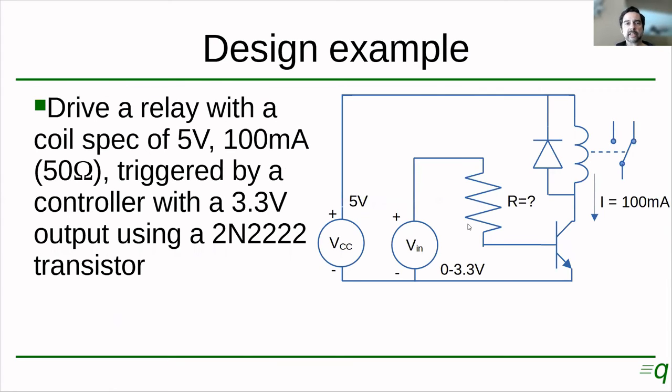So let's have a look at the design example here. Let's drive a relay with a coil specification of 5 volts, 100 milliamps. We want to trigger that with a controller that outputs 3.3 volts. And we want to use a 2N2222 transistor. Okay, so this is the circuit, 5 volts to the relay. Don't forget the diode, and then the collector and emitter of the NPN transistor. This voltage supply is representing the controller that will give me 3.3 volts. And we want to calculate this base resistor, okay?